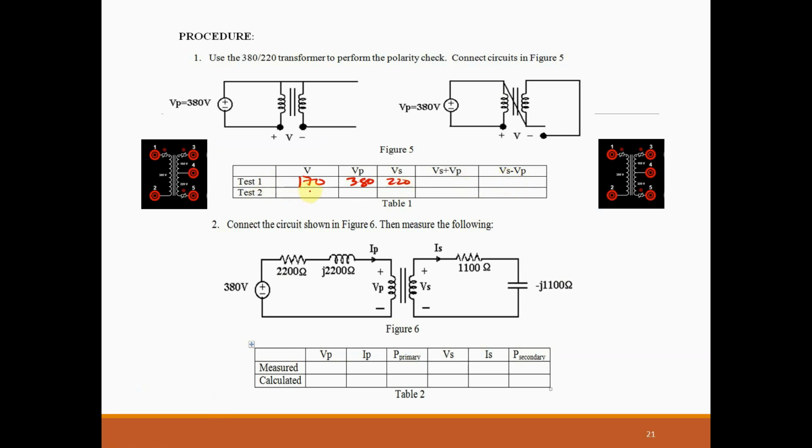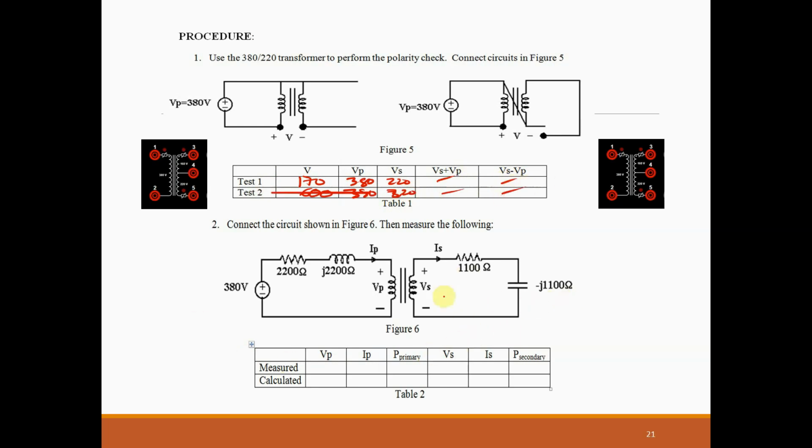Here we have test number 2. V we have 610, 600, we have 600, right? 600 volts. So 380 also, 220. Okay, VS we just add together and just take the subtract.